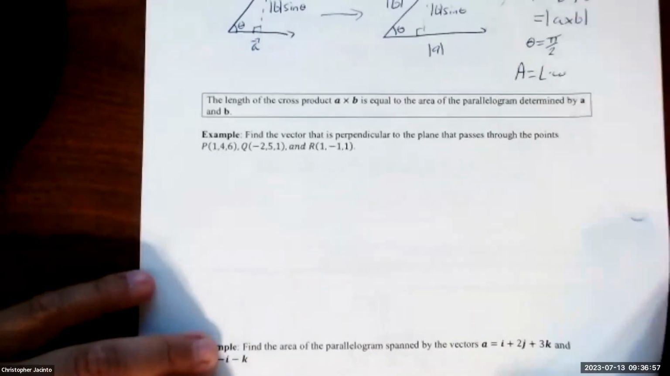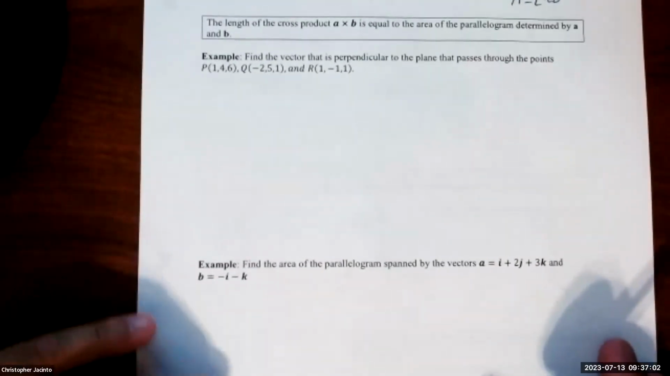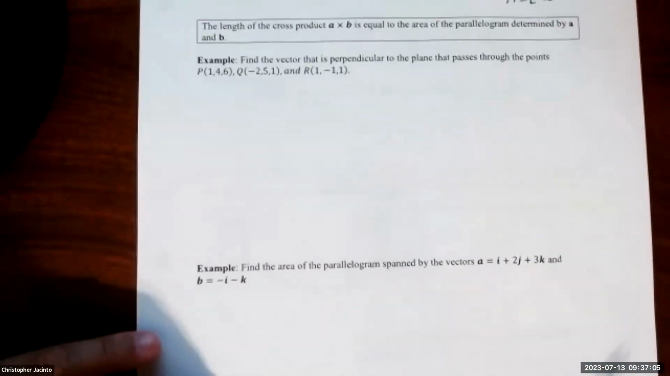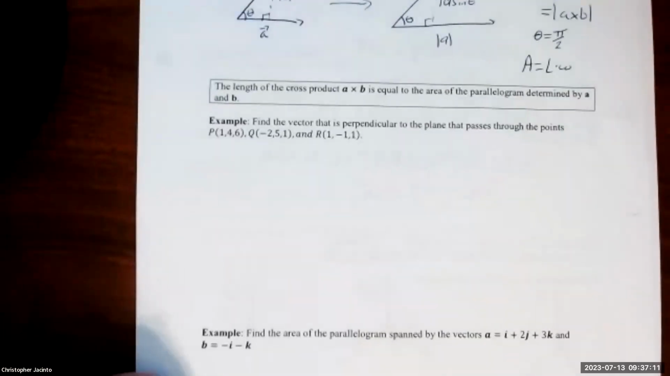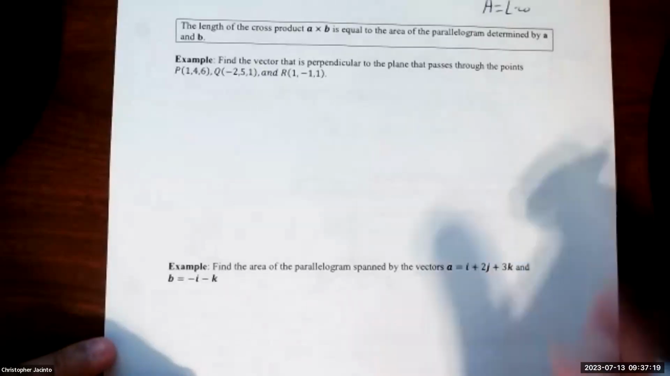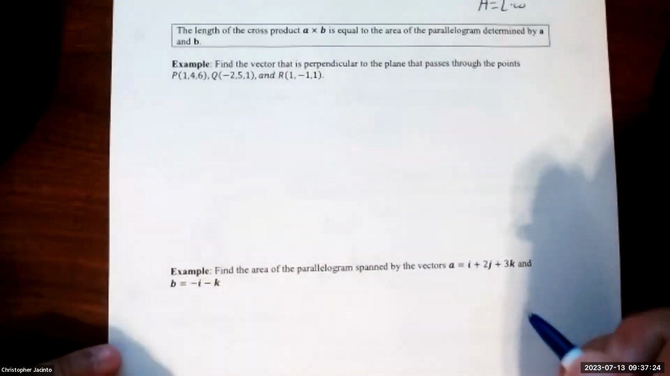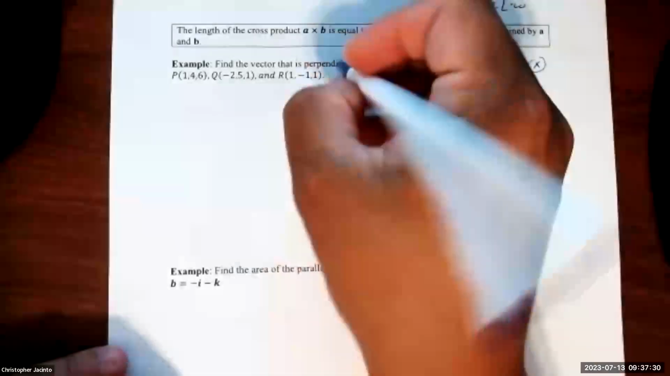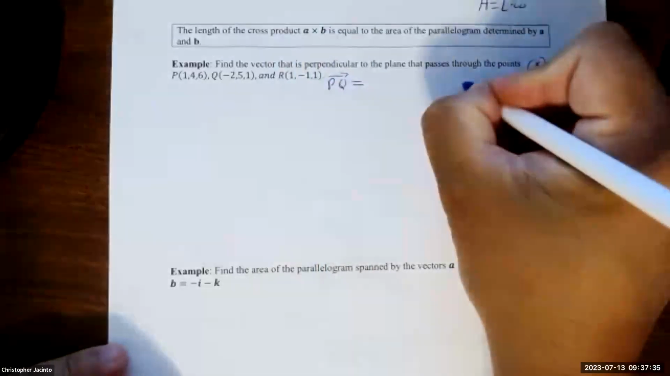So for example, question 1 here says, find the vector that is perpendicular to the plane and passes through the points P, Q, and R. All right, so to find a vector that's perpendicular, well, the only thing we know how to define perpendicular with is unit vectors and now cross products. But since we want it perpendicular to these 3 points, our cross product is going to be the case. But first we have to find our vectors. So we have to define 2 vectors. We're going to call them PQ and PR.